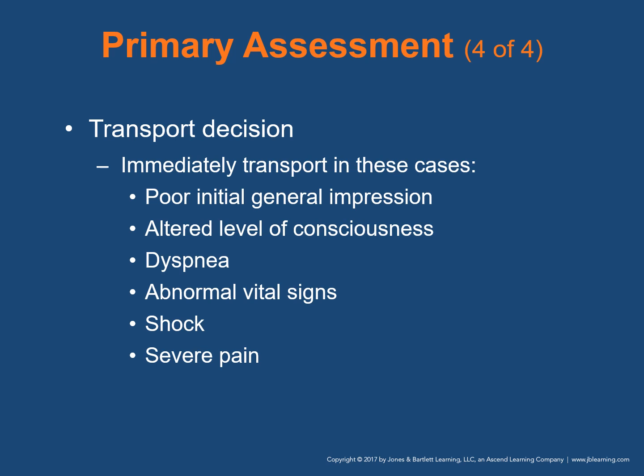In terms of transport decision, make sure to consider whether transport to the closest hospital is appropriate or whether the patient would be better served by transport to a trauma center. The types of patients who need immediate transportation are patients who present with poor general impression, altered level of consciousness, dyspnea, abnormal vital signs, shock, and severe pain. Patients who have visible significant bleeding or signs of significant internal bleeding may quickly become unstable, so they are also in need of rapid transport to a trauma center.